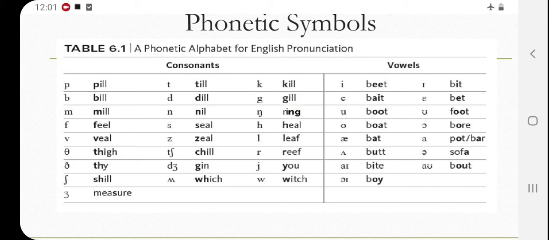like van. Upper row of teeth touches your lower lip and you pronounce van. The reason I'm telling you this is that there are two wa sounds in English. One is pronounced with the W sound and one is pronounced with V. When we pronounce V, the upper row of teeth touches the lower lip and we say V, van.